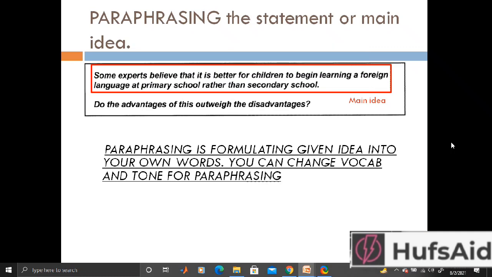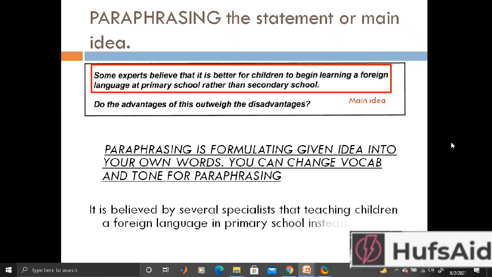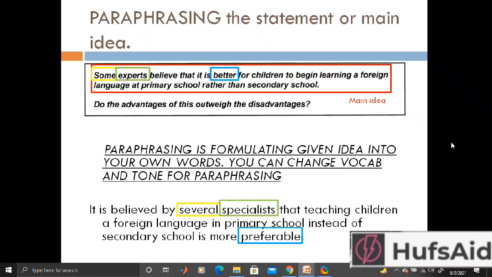Paraphrasing is simply explaining or formulating the given idea in your own words. I have paraphrased the main idea as: it is believed by several specialists that teaching children a foreign language in primary school instead of secondary school is more preferable. So I have paraphrased the main idea here, and I have also highlighted the vocabulary that I have changed.